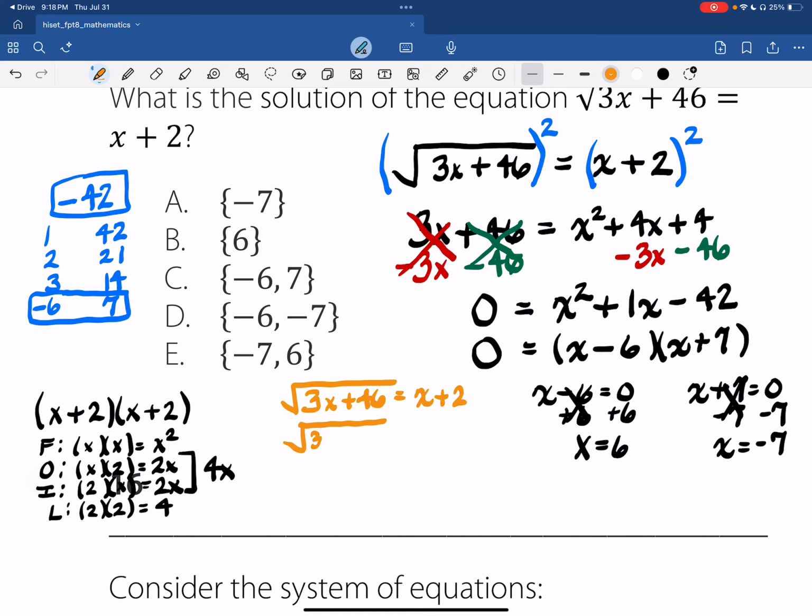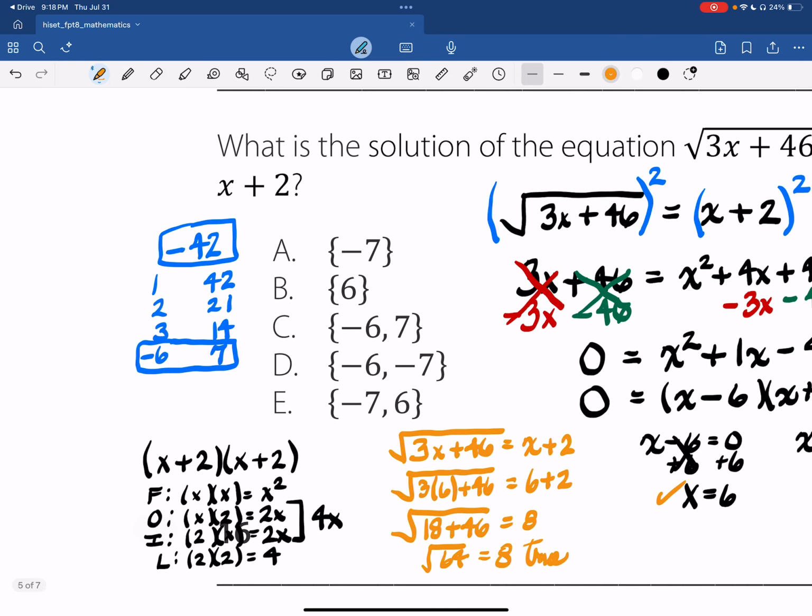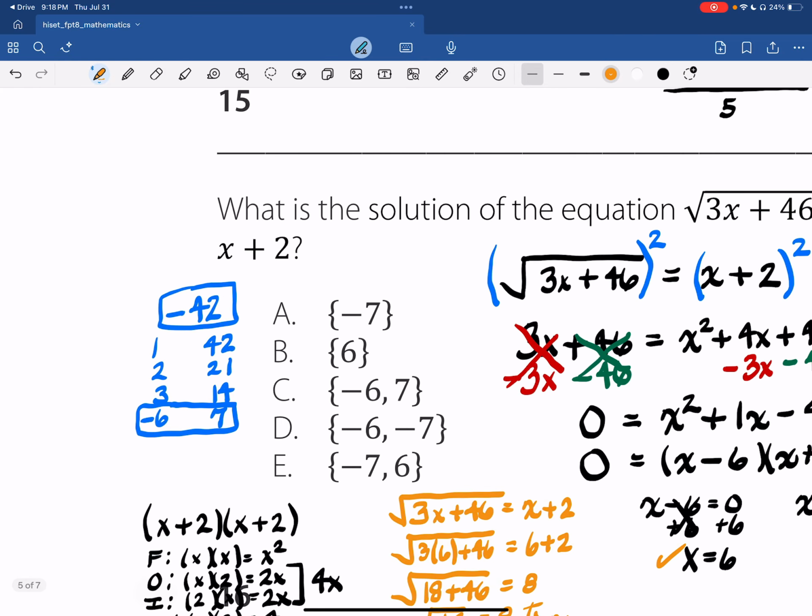So I have the square root of 3 times 6 plus 46 equals 6 plus 2. So here I have 18 plus 46 equals 8. And this is the square root of 64 equals 8. This is true. So this is one of the solutions. The question is, will the 7 work? So I'm going to have to move up here because I'm just out of room. But let's test it and see.